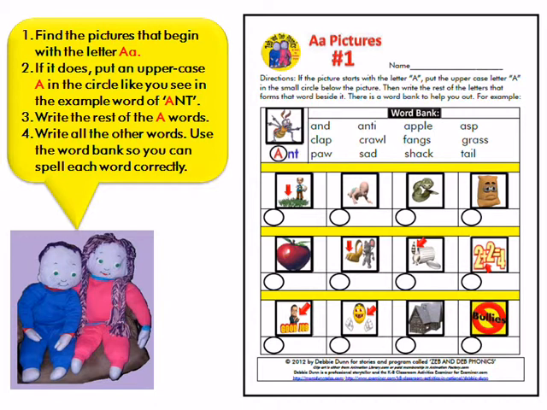Here are the directions again. Find the pictures that begin with the letter A. If it does, put an uppercase A in the circle like you see in the example word of ant. Write the rest of the A words. Write all the other words. Use the word bank so you can spell each word correctly.